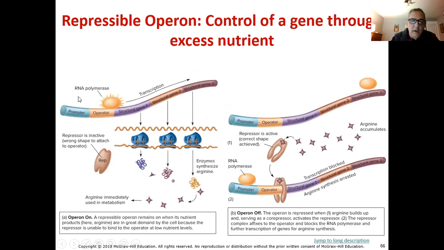So this is regulation through excess nutrient. So here it's arginine that needs to be synthesized. And the arginine can change the shape of the repressor protein. And then the different enzymes necessary are expressed, and it can make the arginine.